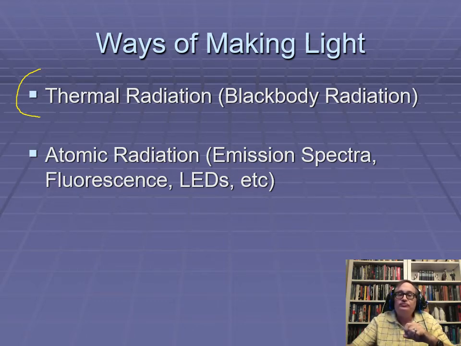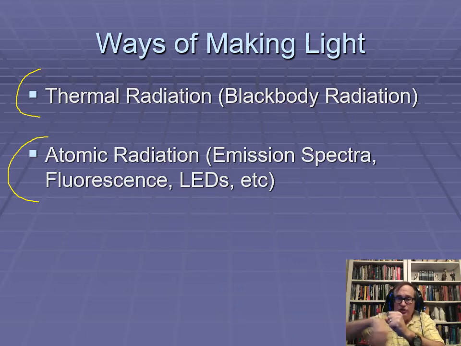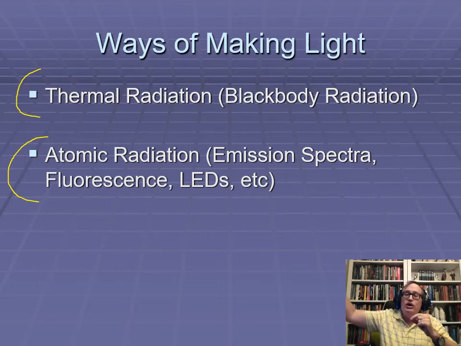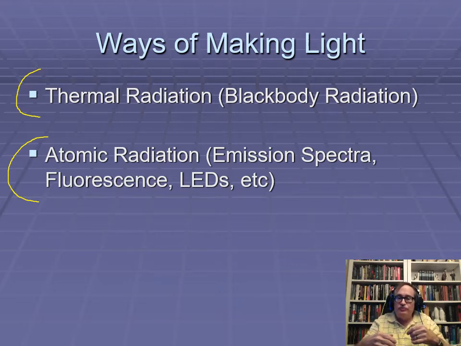Okay. Another way of getting light is atomic radiation. The atom itself, the electrons. You've got the nucleus, you've got the electrons out here. The electrons, they can go from one energy to another energy. When they go from one energy level to another energy level, physics says you have to conserve energy, so the energy has to go somewhere. It goes away in the form of light. Okay, so that would be an emission spectrum. And so we'll talk about how that works.